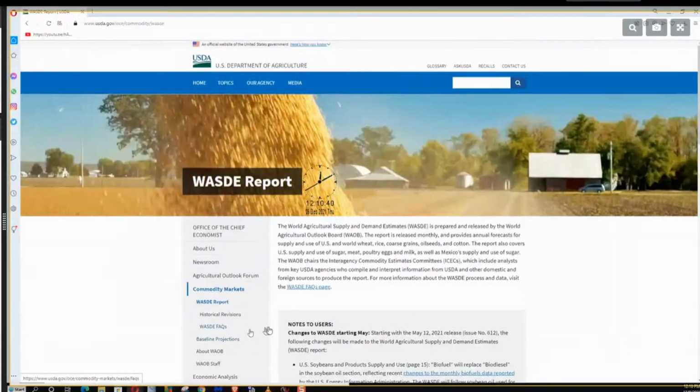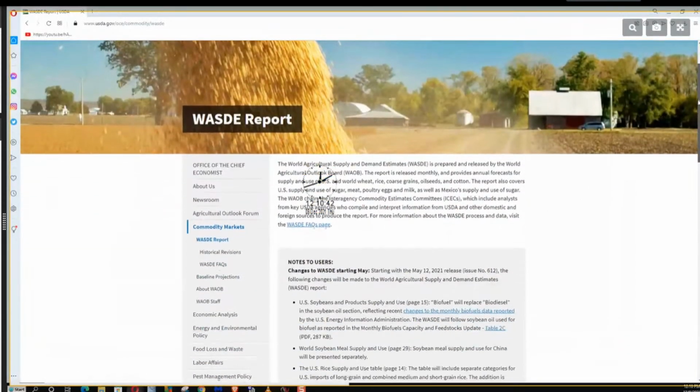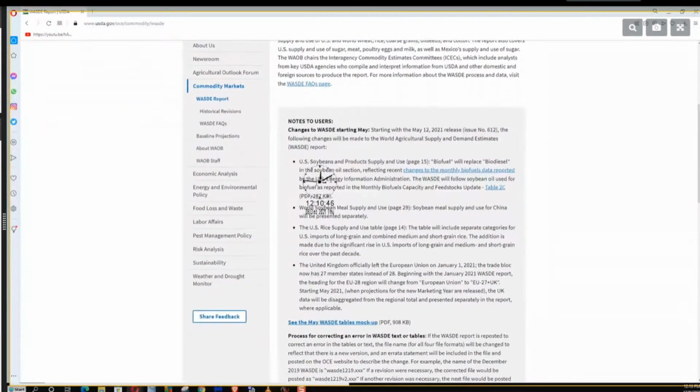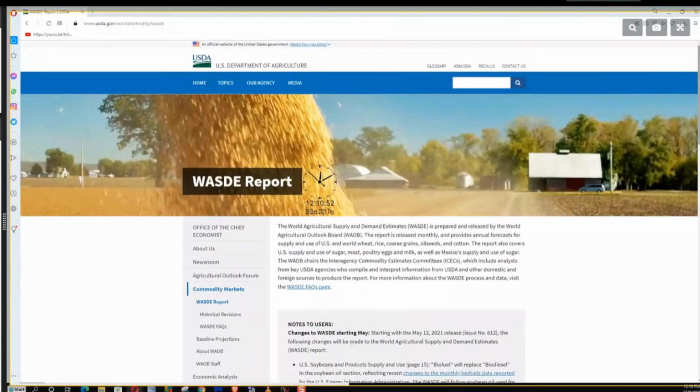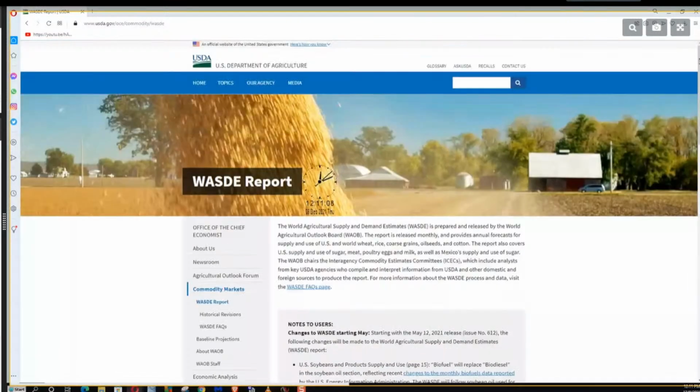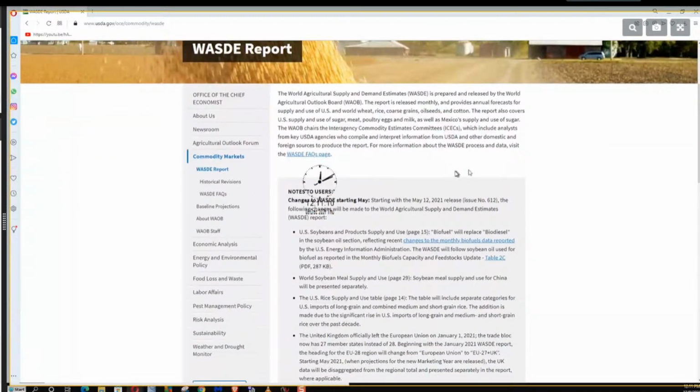I'm just trying to look at my charts real quick. So here's the WASDE report, and you can see all of this info. You click on WASDE report. What's interesting is in May, they made some changes to the way they report the release, and it has actually been better since. I was thinking the report might change in May of 2021, but if anything, it got better.